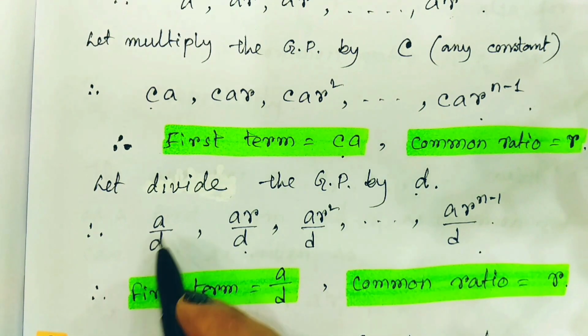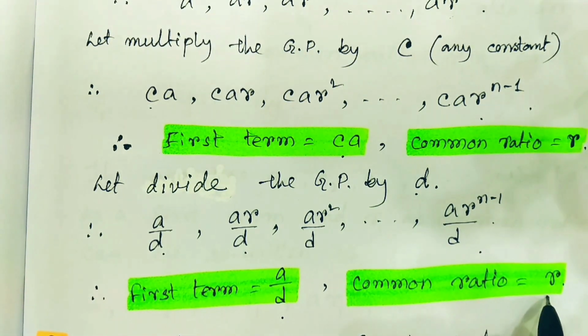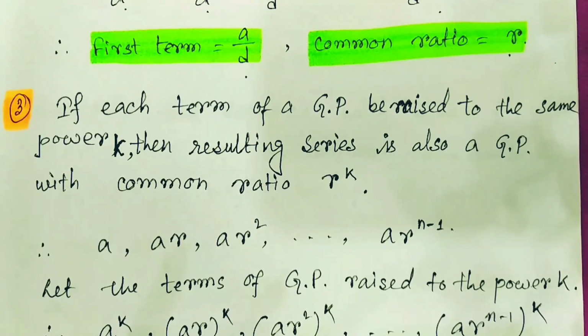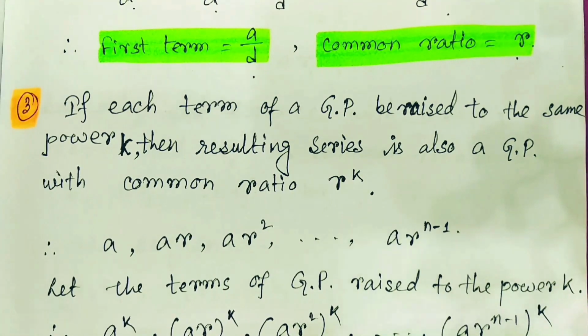So here the first term we can say is a/d and the common ratio is definitely r. So we get the property. Now the next property is, if each term of a GP is raised to the same power k, then the resulting series is also a GP with common ratio r to the power k.